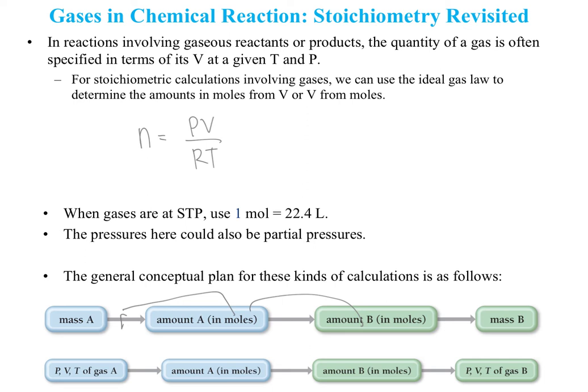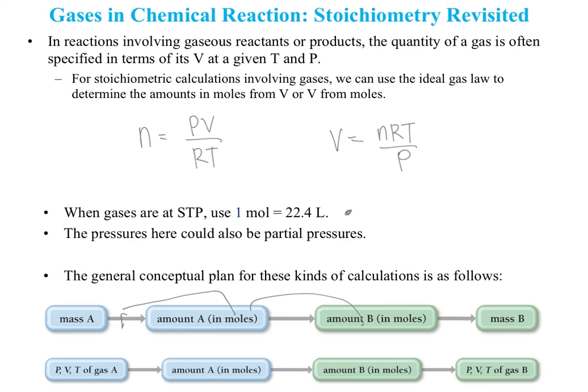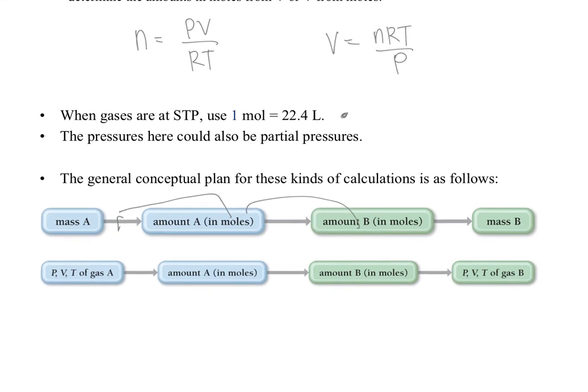And then if I want to go back into volume, for example, I would just rearrange: volume equals nRT over P. When everything's a gas at STP, we know our molar volume. When in doubt, just plug it back in. If I know pressure, volume, and temperature of a gas, I can get into moles. So I can use the ideal gas law just like I could with molar mass.